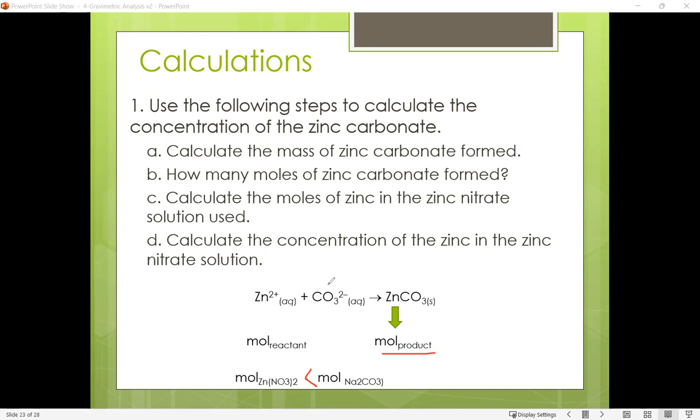If this is in excess, that means that this is the limiting reagent. So the amount of product that we got here is limited by how many moles were in the zinc nitrate. And that allows us to solve for this concentration. If we find out that this is not in excess, that means we don't have a valid result, so we can't draw conclusions based on our data. So that's the importance of it.